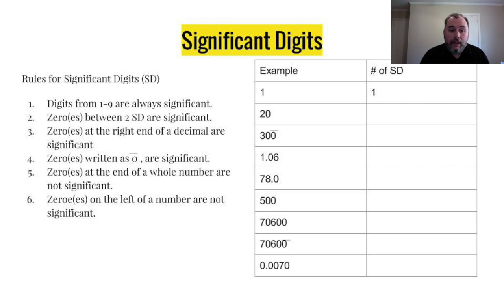Now look at rule 5. Zeros at the end of a whole number are not significant digits. Well, this 20 is a whole number, and that 0 is at the end of a whole number.